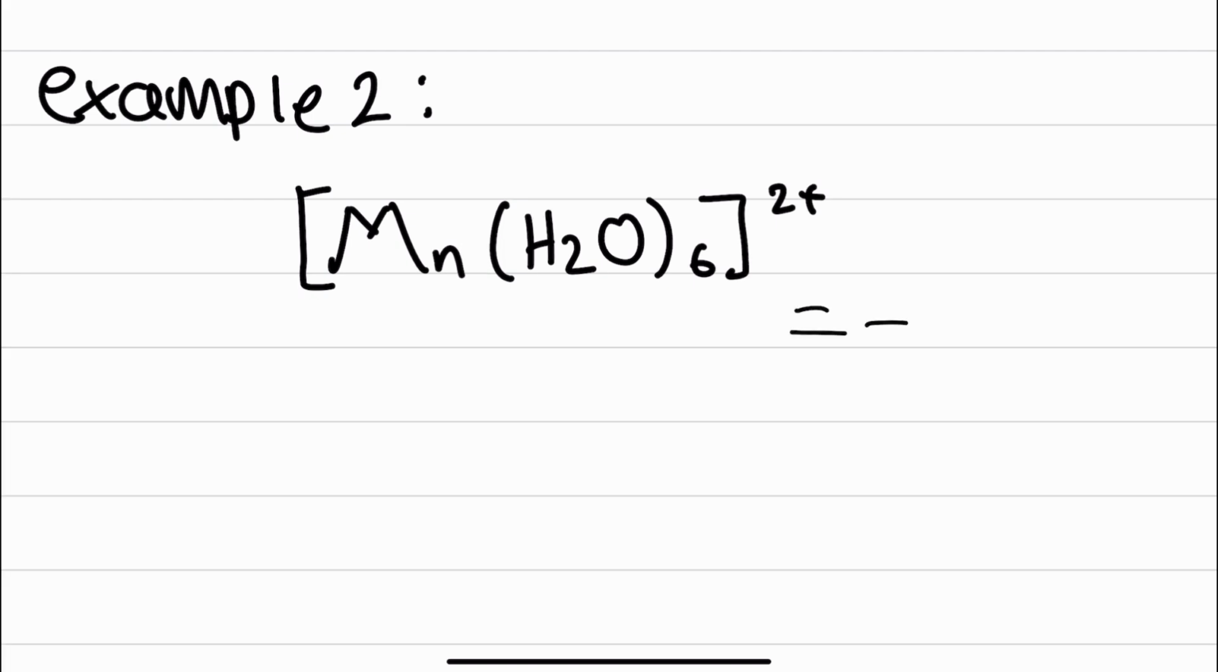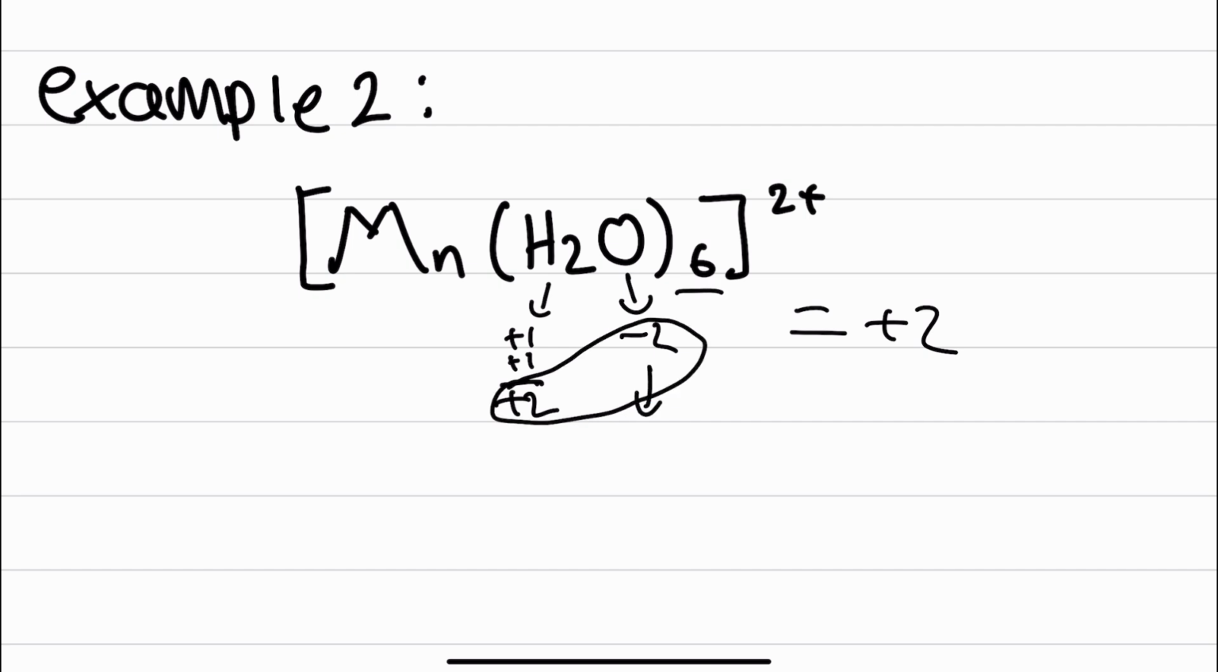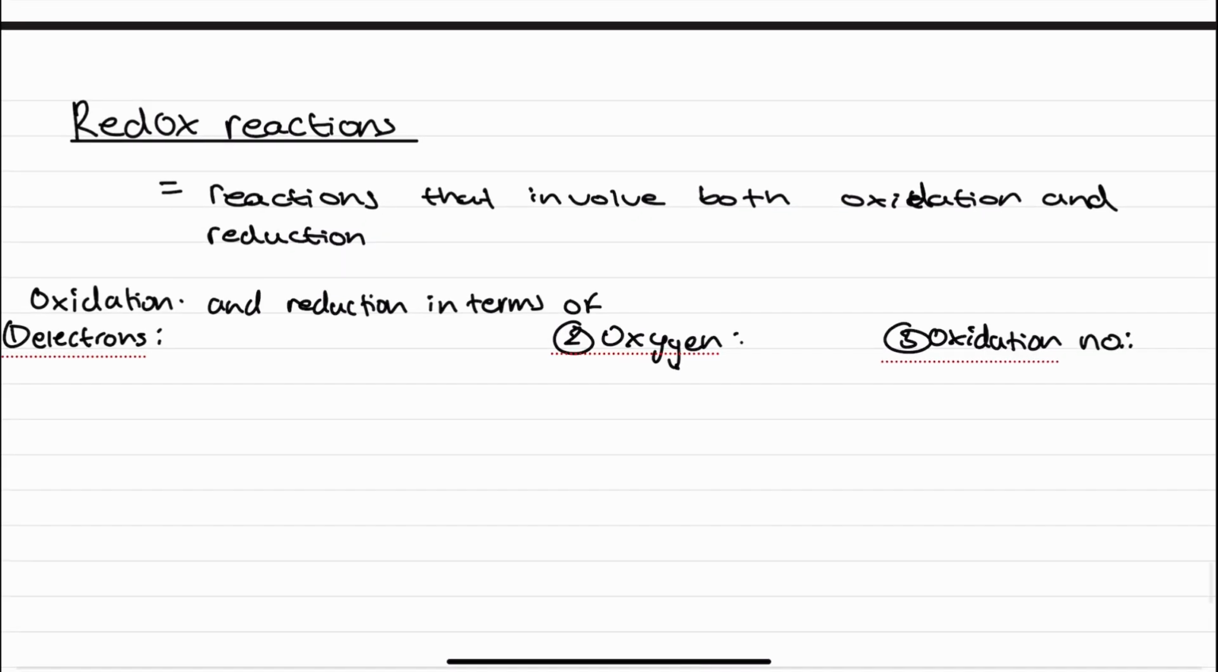So the total charge is +2. We know that oxygen is -2 on its own. We know hydrogen is +1 on its own, which occurs twice, so +2 there. We know that these two occur 6 times. So this is -12. This is +12. Therefore, manganese must be +2.